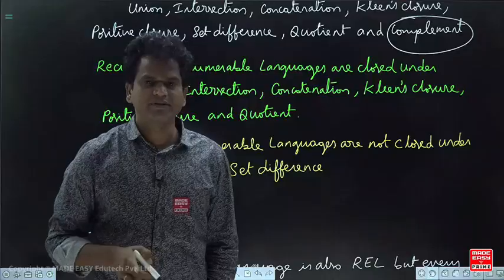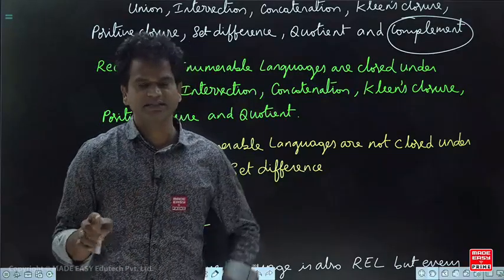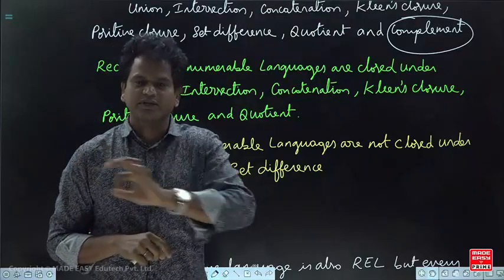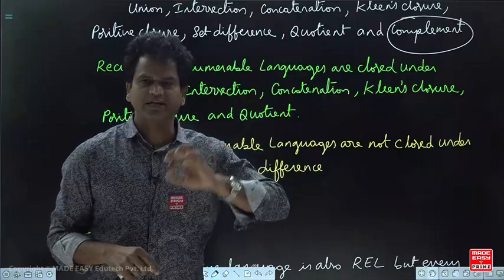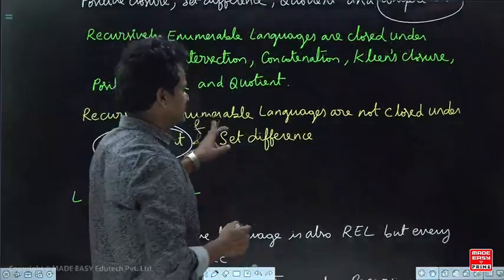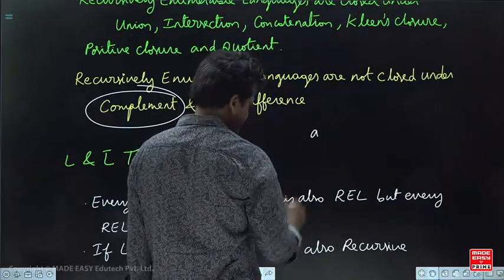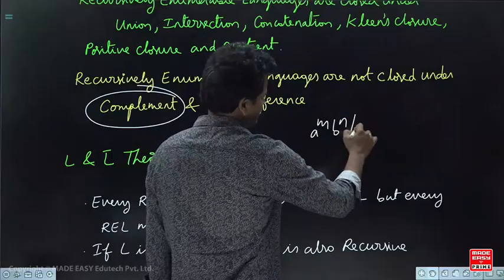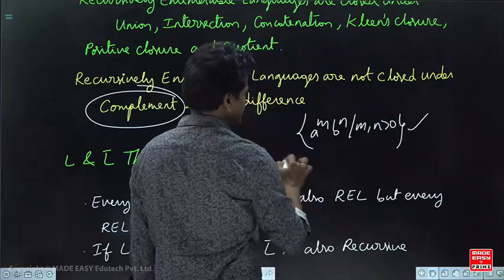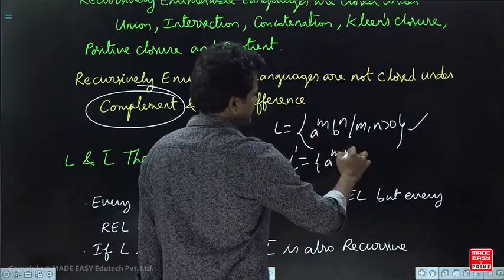Suppose regular languages are not closed under subset. Actually, no language is closed, whether regular, DCFL, CFL, CSL, REC, REL. No language is closed under subset, superset, infinite union, infinite intersection, infinite set difference. But it is not like that every time. Example, A power m, B power n is regular, but I am taking a subset, A power m, B power 2n. It is also a subset, na?